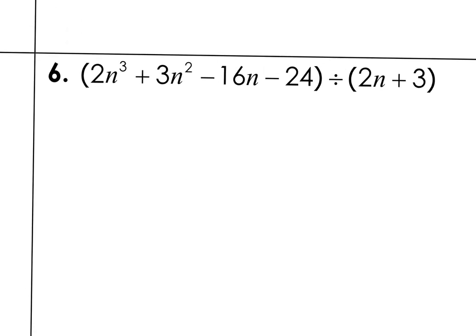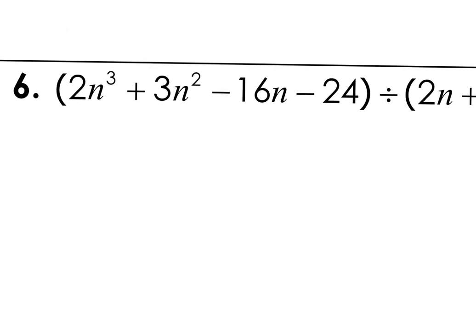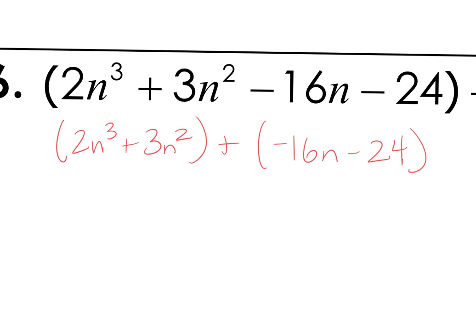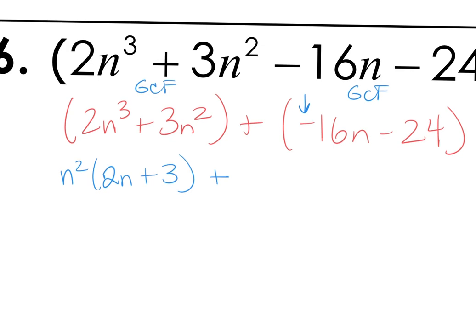If you want to pull out, you see 4 terms, there's no greatest common factor. That means you have to make your 2 groups. Always connect those groups with a plus sign. We're GCF in each group. So GCF in the first group would be n squared. We'd get 2n plus 3. GCF in the second group, I know it starts with a negative, so I got to take out a negative. It's going to be a negative 8. Divide both by negative 8. I get positive 2n plus 3.